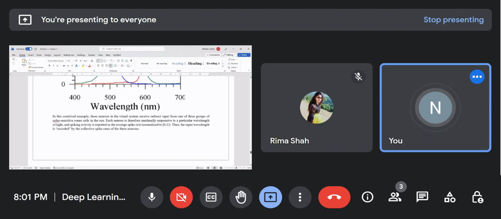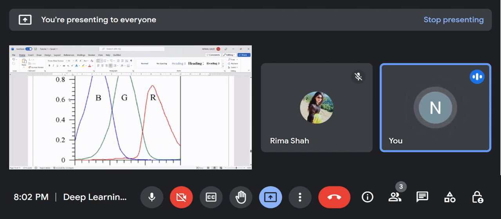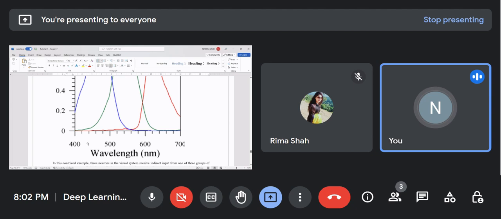So here each neuron is maximally responsive to a particular wavelength of light. As I already told you, whatever light comes in, accordingly the activity is generated. Here it is reported that the average spike rate, or the average signal rate, is normalized to between 0 and 1. You can see 0 to 1 on the y axis, and these are the three colors, B, G, R, which your eyes can see. So this is how I can see the wavelength.